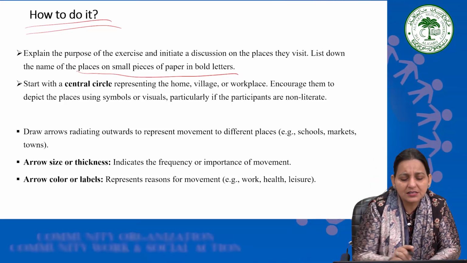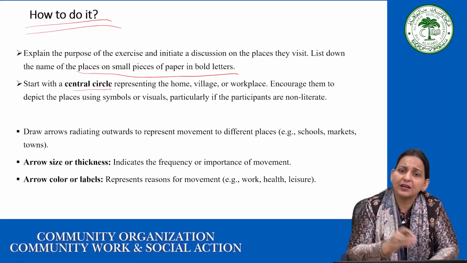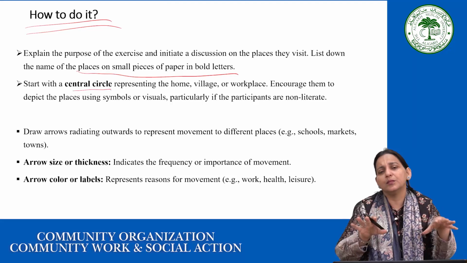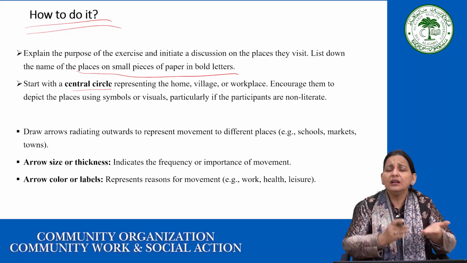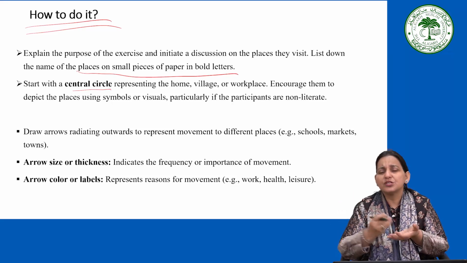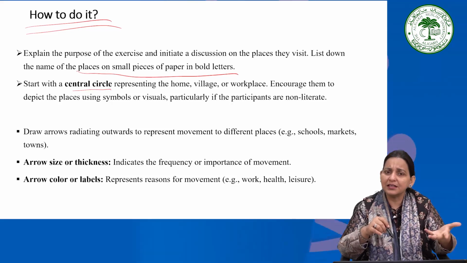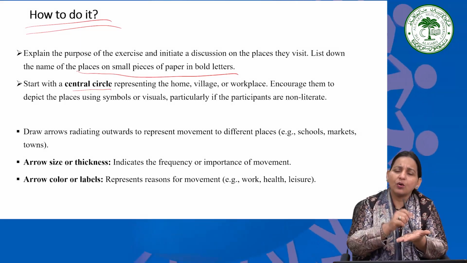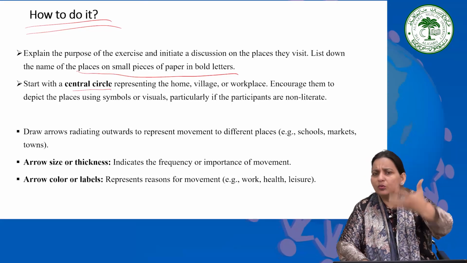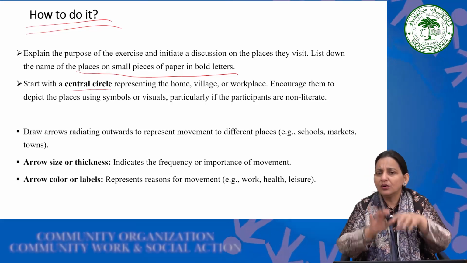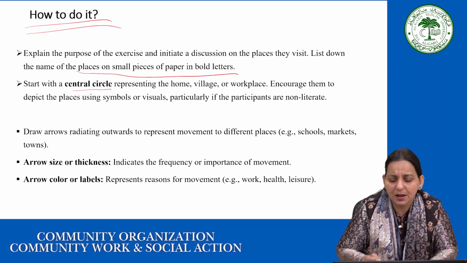Start with the central circle representing the home or the village from where they start. If you are making a mobility map of a woman in the village, showing how far she goes to fetch water or carry firewood, you draw a circle which depicts the village, and then put a dot in the center that depicts that woman, that family, or whoever you are making the mobility map for. This is what you are preparing the whole mobility map on.